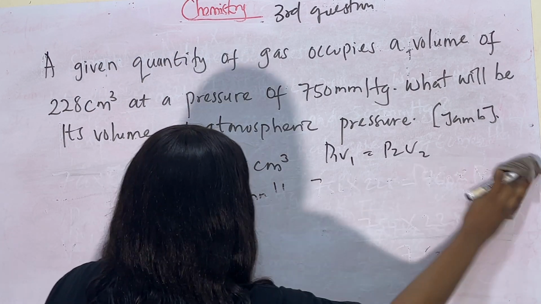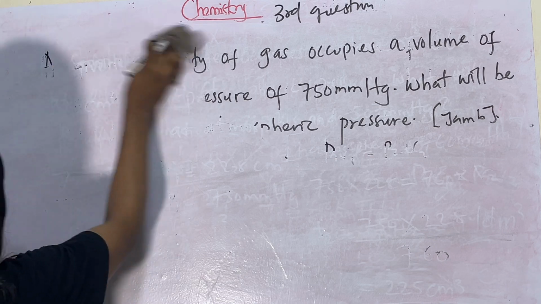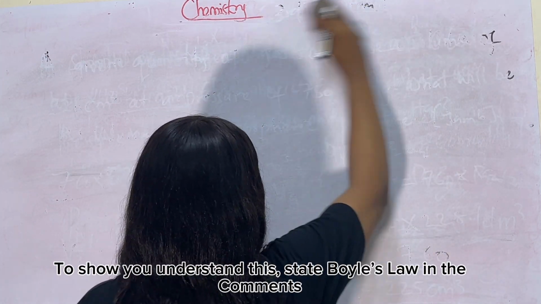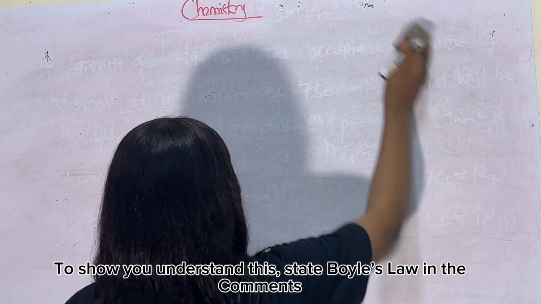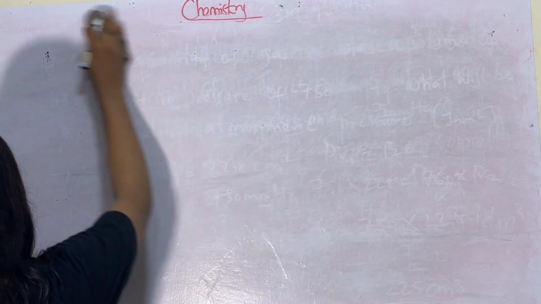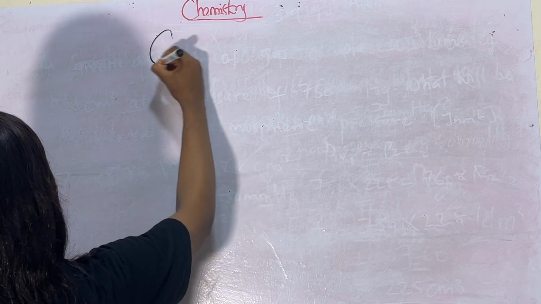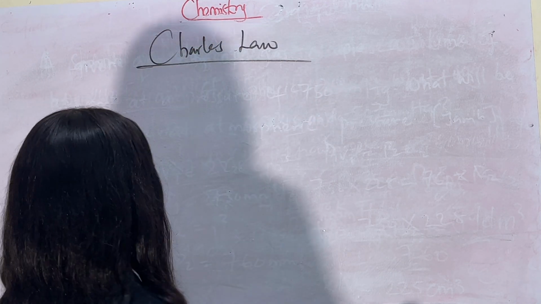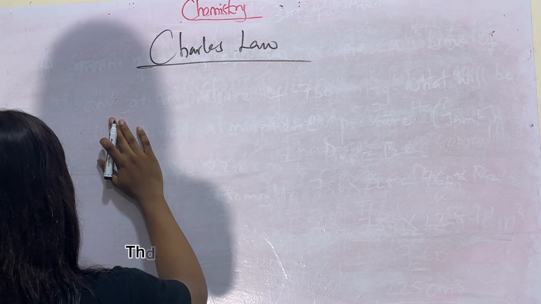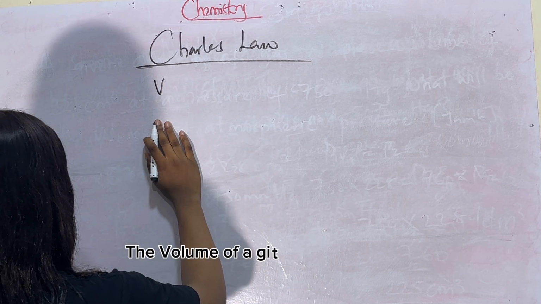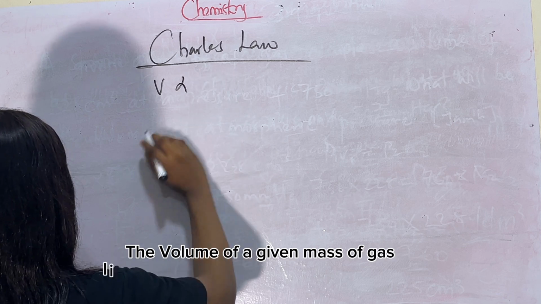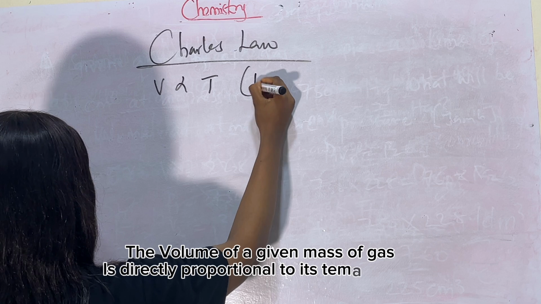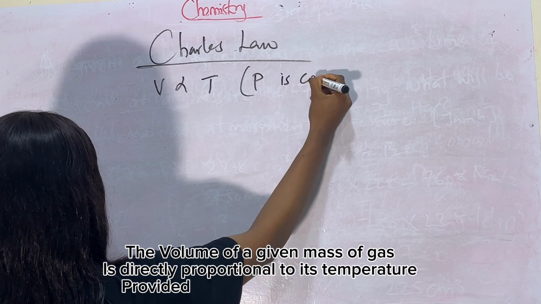So let's get right into the next thing we have. We've talked about Boyle's law, and we said that Boyle's law states that the volume of a given mass of gas is inversely proportional to its pressure, provided that temperature is constant. So let's talk about Charles' law and Charles' equation. Now you remember that Charles' law states that the volume of a given mass of gas is directly proportional to its temperature, provided that pressure is constant.